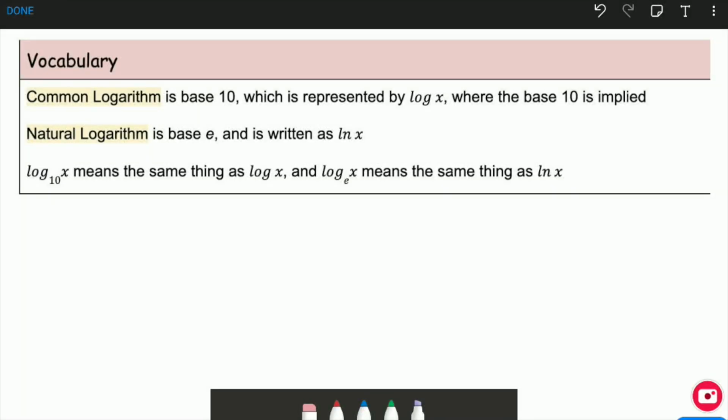So in this next section, we're going to be talking about evaluating logarithms again, but we're going to be using the calculator. Now there's two special logarithm buttons that most calculators have. There's the common logarithm, which is implied to be base 10, which is represented by just log x. And then there's the natural log, which is log base e, represented as ln of x. Log base 10 means the same thing as log x, and log base e means the same thing as ln of x.